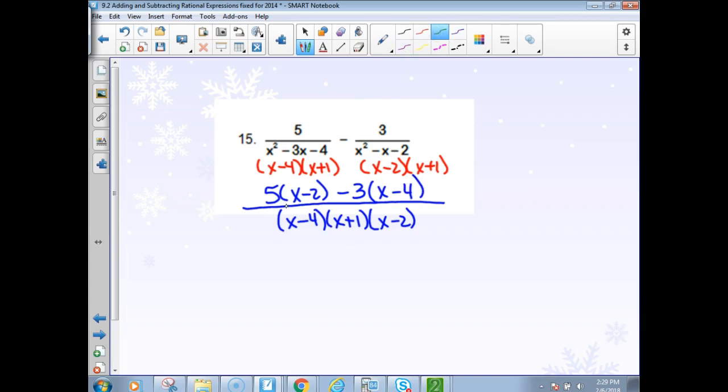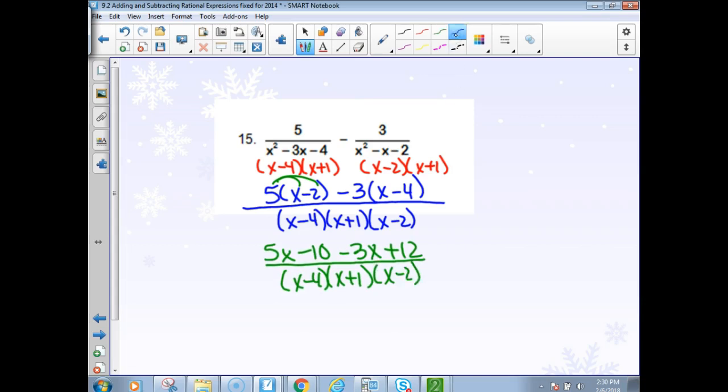We'll do some distribution now. Careful, there's a lot of places to make little boo-boos in these. 5x minus 10 minus 3x plus 12. Still got my big denominator. Okay, simplify. 5x minus 3x is 2x, negative 10 plus 12 would be plus 2. Uh-oh, I think we got more to go on this one.